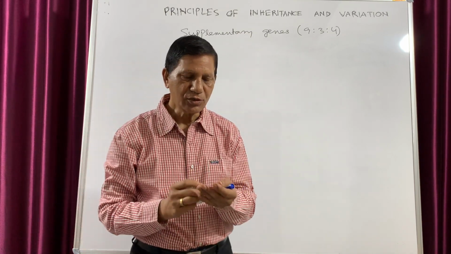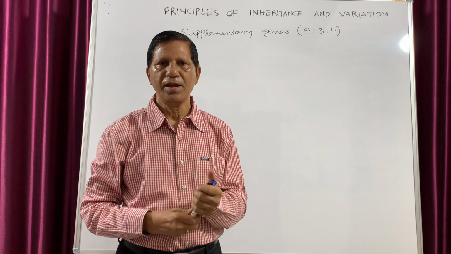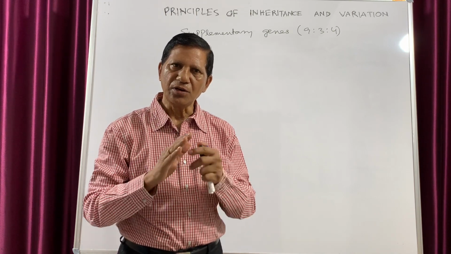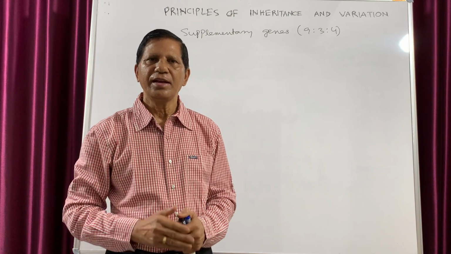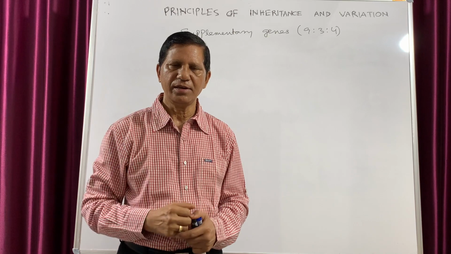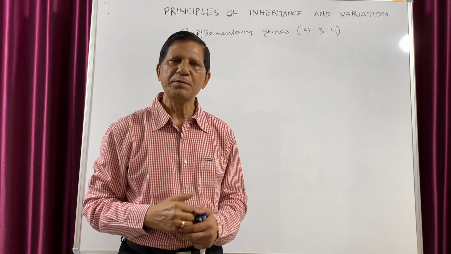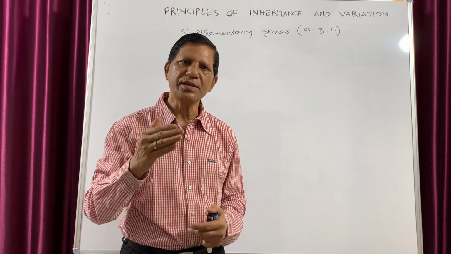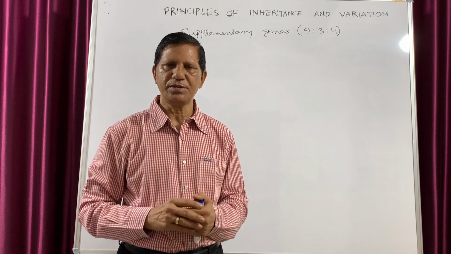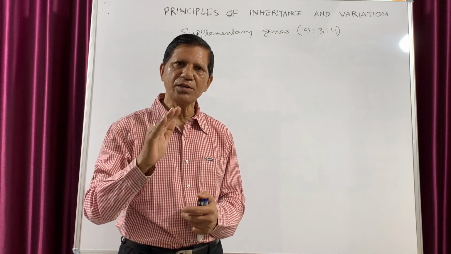Now what is a supplementary gene interaction? Like a complementary gene interaction, this interaction is also non-allelic. That means there are two independent pairs of genes. They are non-allelic. That means they may be present in different loci of the same chromosome or may be present in different chromosomes. But they are always non-allelic.